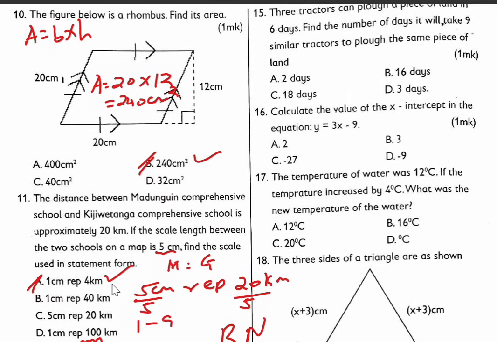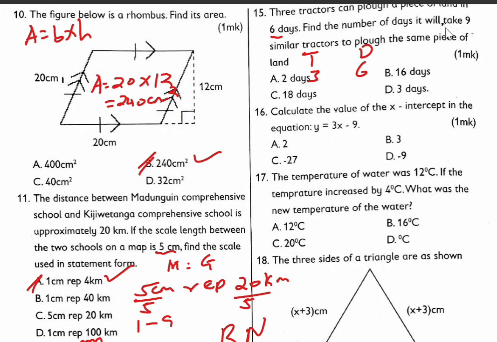Number 15, this is about rates of work. 3 tractors can plow a piece of land in 6 days. Find the number of days it will take 9 similar tractors to plow the same piece of land. So I usually teach students using the reasoning method. So we're going to use a column here. You write T for tractors, and there you put days. So 3 tractors are going to take how many days? You are given 6 days, so you write 6.